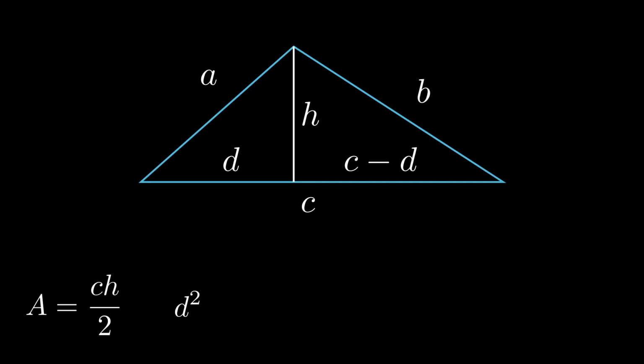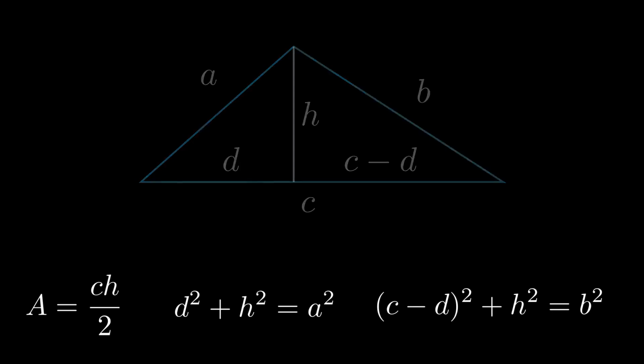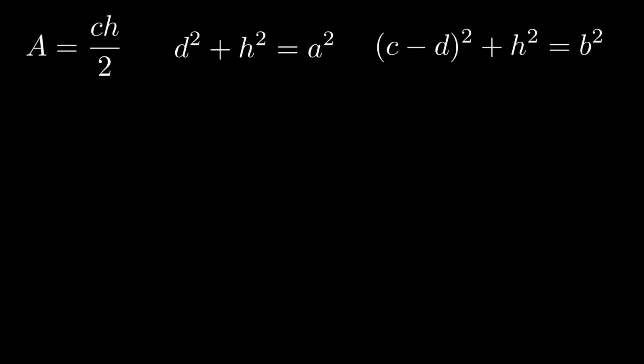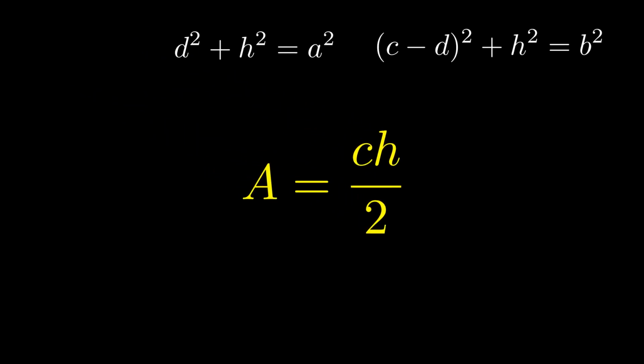From the left triangle, we can use the Pythagorean theorem to find that d squared plus h squared is equal to a squared. And if we look at our right triangle, we can say that c minus d all squared plus h squared is equal to b squared. Now let's work with these three equations to find our area. Now we're trying to find the area, and we already know what c is, so we just need to find what h is.